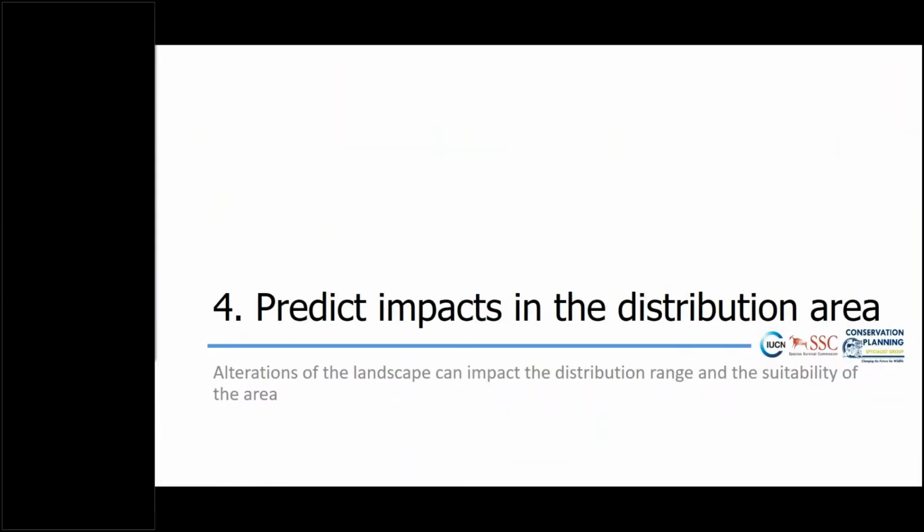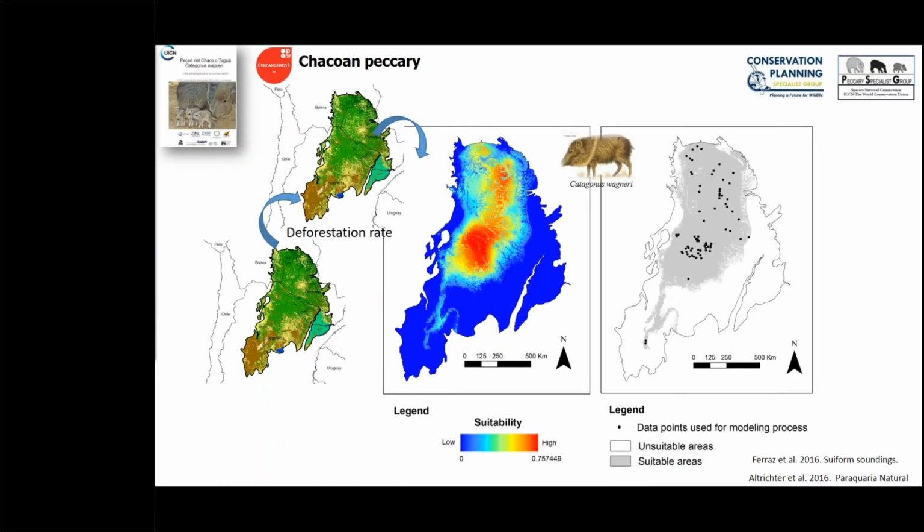So the fourth example is the model we use to predict impacts in the distribution areas. Alterations of the landscape, such as deforestation, can impact the distribution range and the suitability of the area for the species presence. So we incorporated the deforestation rate in the Chaco, especially in this region, for modeling the Chacoan peccary distribution. This information allowed the update of the suitability for this region, for this species. And the model has also been used by the local government to increase the protection of the species.